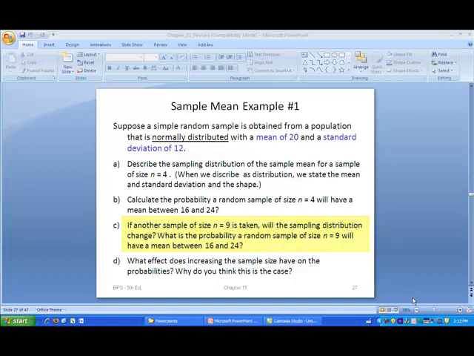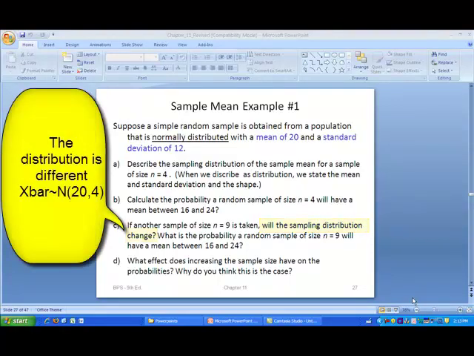Now let's see if we take a sample of size 9 and ask the same question. What's the probability that the mean is between 16 and 24? Now the first question is, is this the same distribution as what we used before? Well, it's not. It is normally distributed. It does have a mean of 20, but the standard deviation for this sampling distribution, that is the standard error, is 12 divided by the square root of 9, or 12 divided by 3, which is 4. So this is a very different distribution.